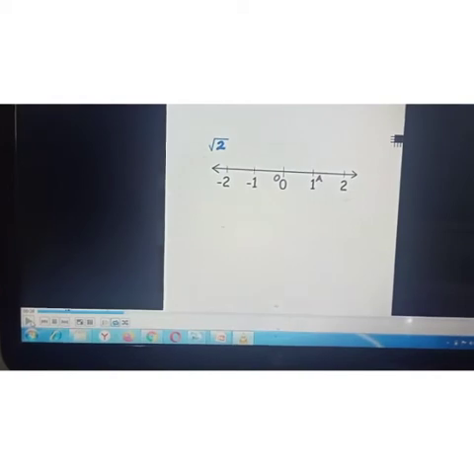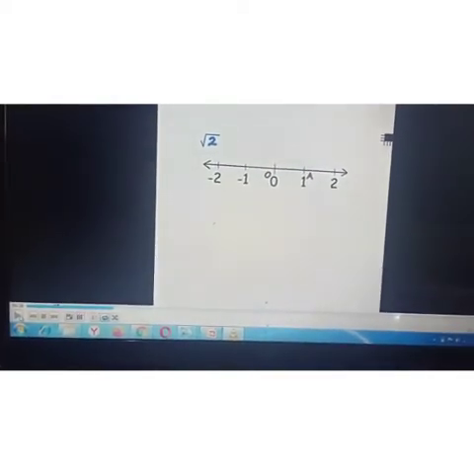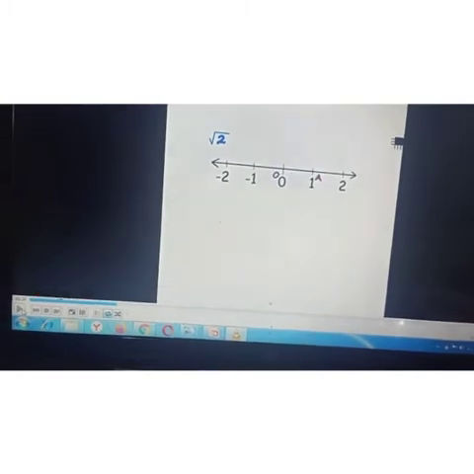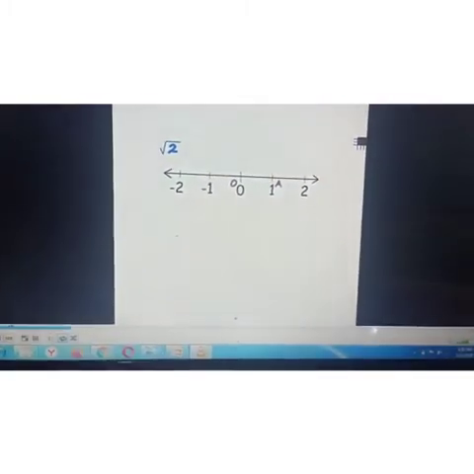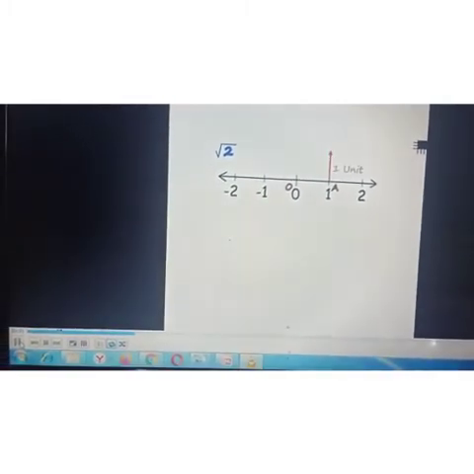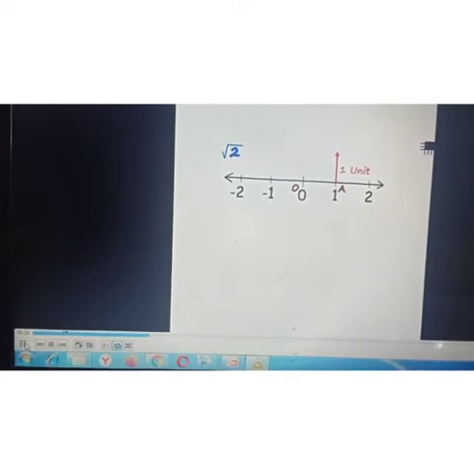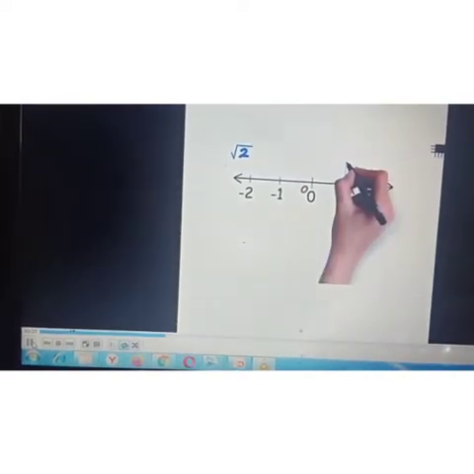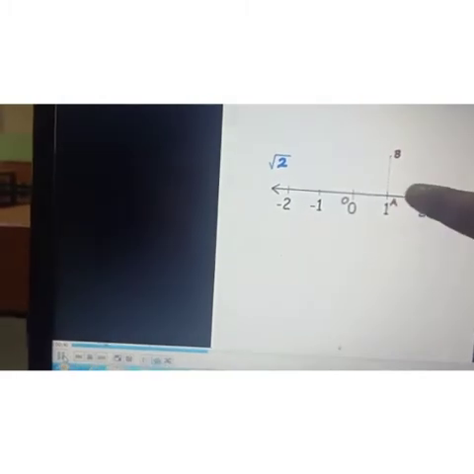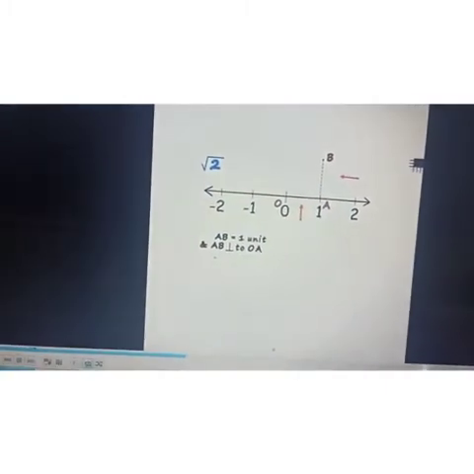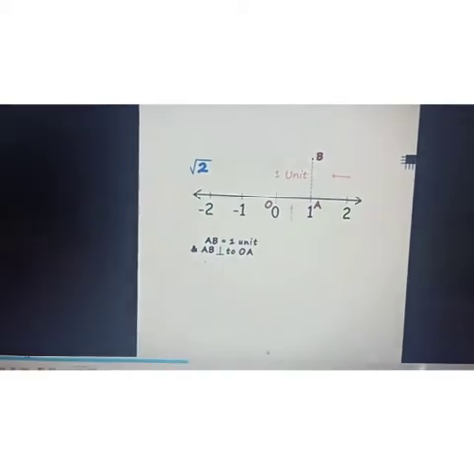So students, we have marked 1 unit from the point O and named it point A. Now from the point A, we have to draw a perpendicular of 1 unit and name it point B. So remember, AB is 1 unit and OA is also 1 unit, and AB is perpendicular to OA. This is the sign of a perpendicular.